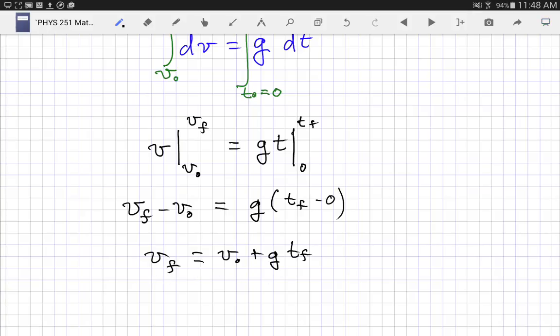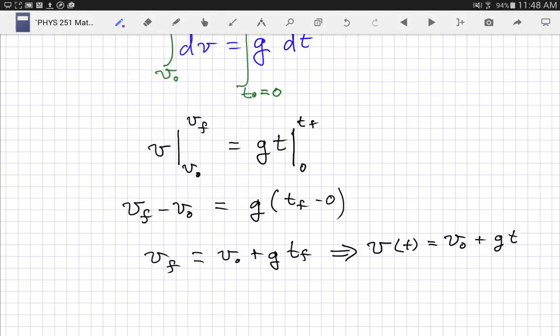So I have this equation. It's true for any time final. And so we relax it. Relax this to say the speed at any time is equal to the speed you start with plus g multiplied by the time. I took away the final. I just said at any time. So t is that time, and v sub t, or v of t, is the speed at that time. So now I have an equation for speed as a function of time, and I'm ready to move to the next step.